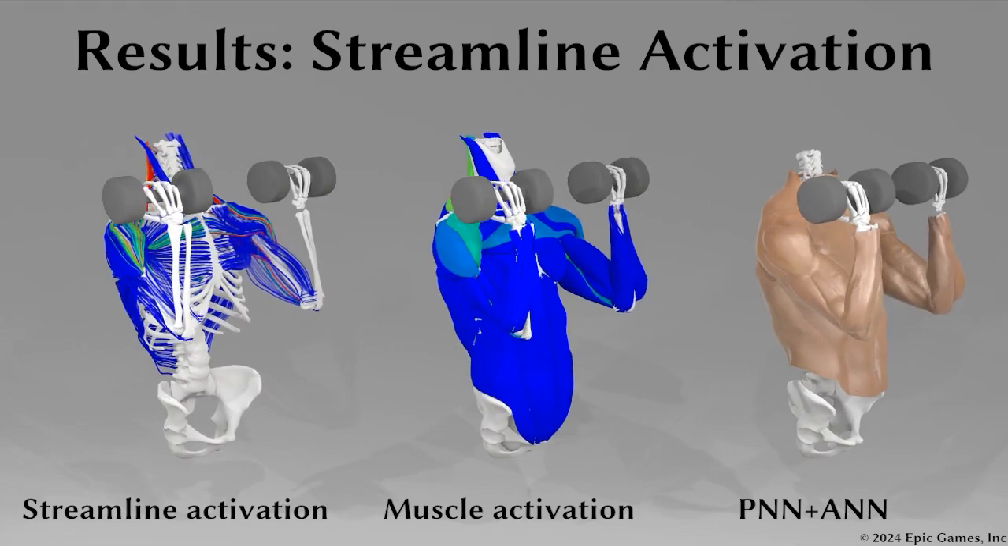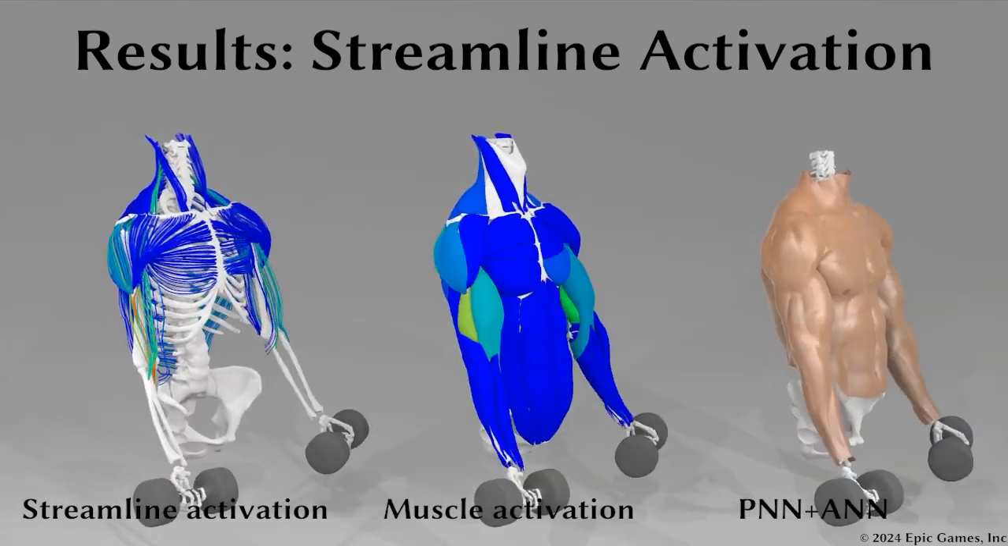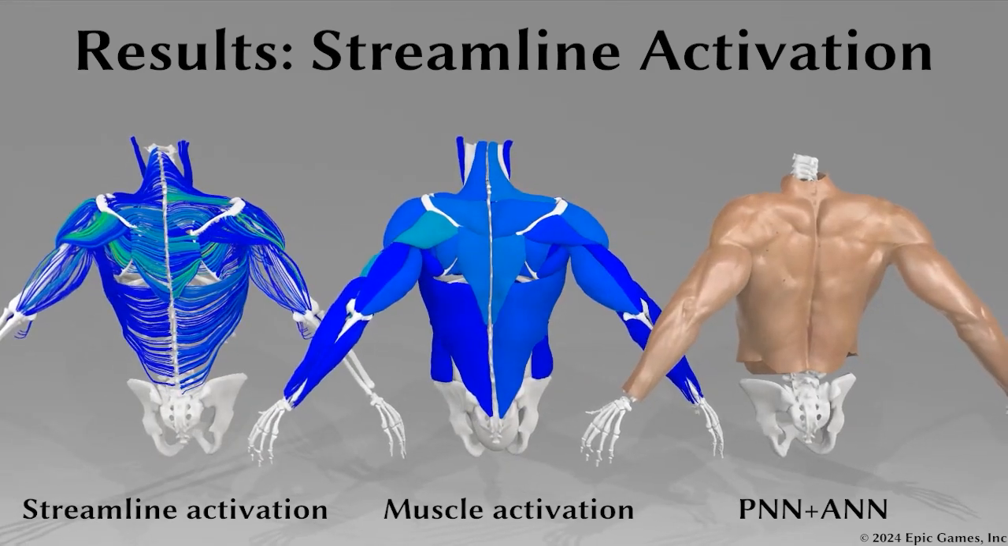Now we show streamline activations across different sets of motions. The active streamlines are shown in red, and inactive streamlines are shown in blue.